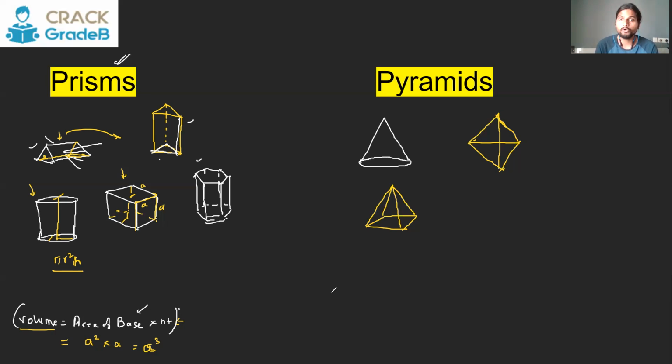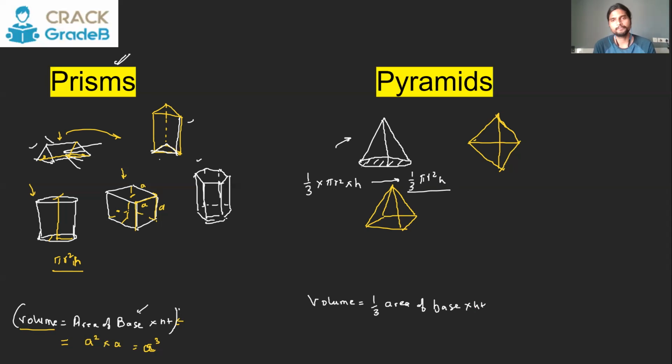For those figures also, we have the same formula for volume, that is 1/3 into area of base into height. For example, for this figure, the volume will be 1/3 into area of base. Now the base is a circle, so its area is going to be pi r square, and the height, of course, will be provided to you, the vertical height, that is h. So you must know for a cone, the volume is 1/3 pi r square h. This is the volume of a cone.